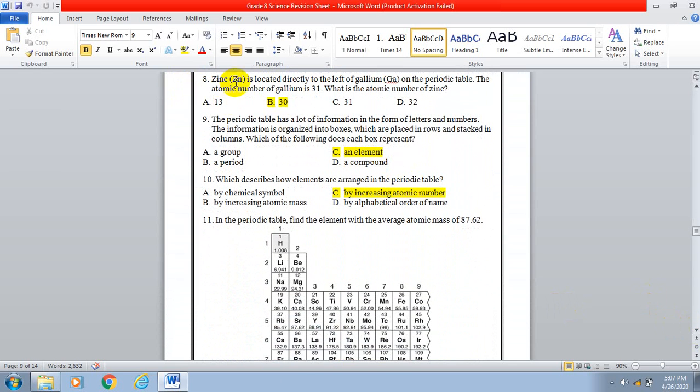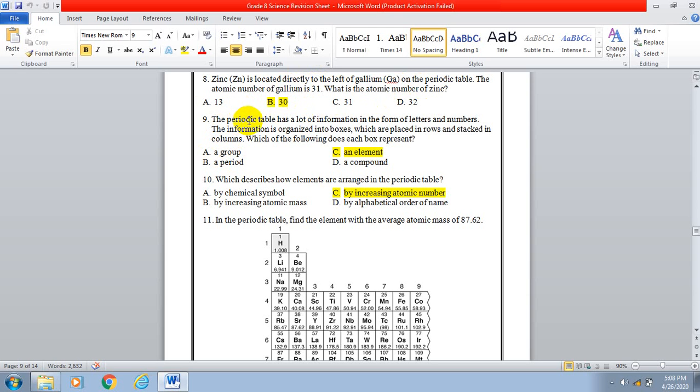For the 8th question, zinc Zn is located directly to the left of gallium Ga on the periodic table. The atomic number of gallium is 31. What is the atomic number of zinc? This is 30.